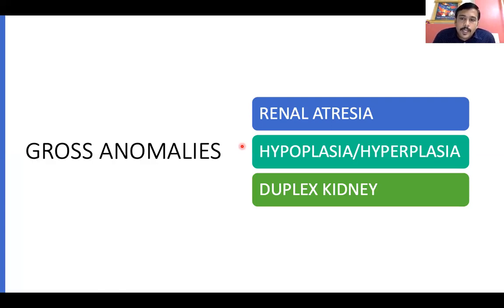Then hypoplasia or hyperplasia, meaning reduced in size or increased in size. Or sometimes a duplex kidney, where on any one side there will be an extra kidney. Usually we have one kidney on each side of the body, whereas in a duplex kidney, one side will have two kidneys. A duplex kidney is also possible with duplex ureters.